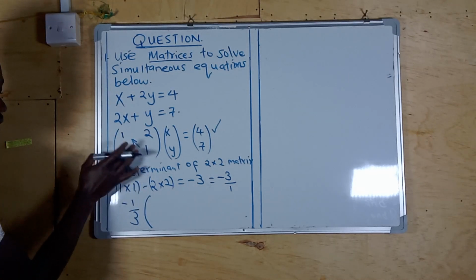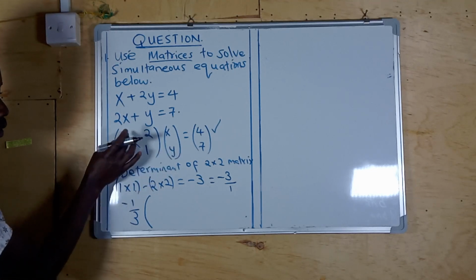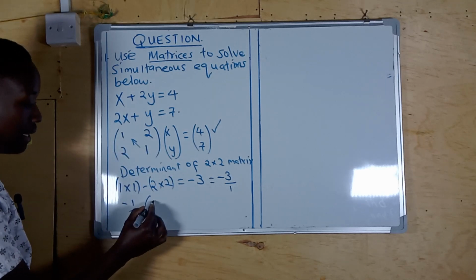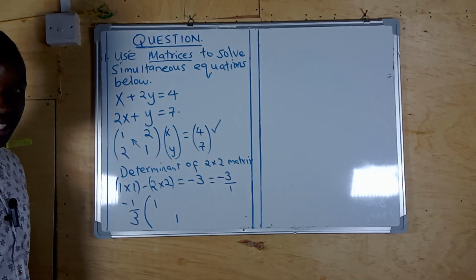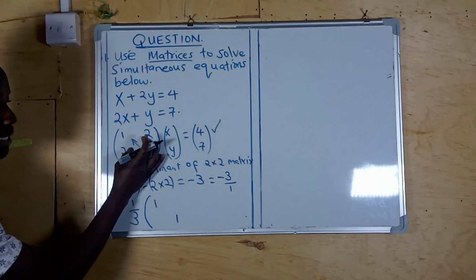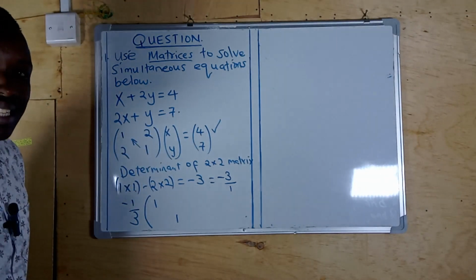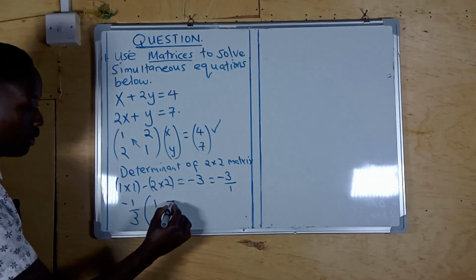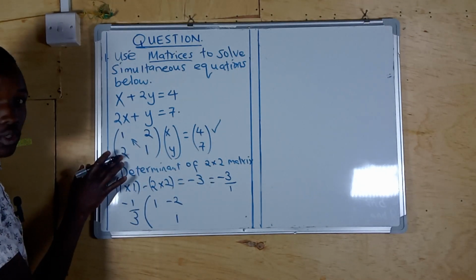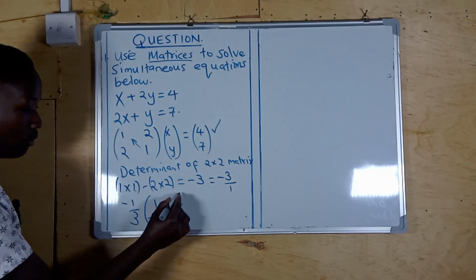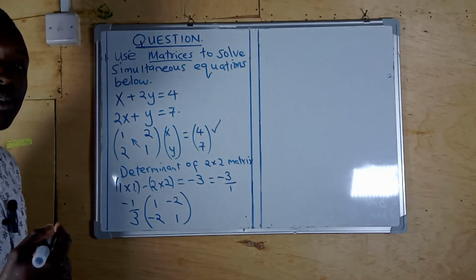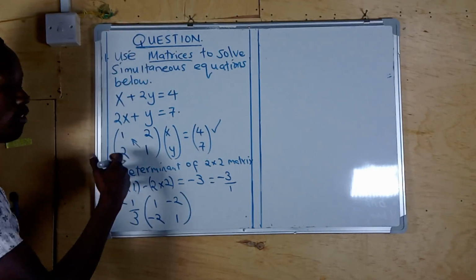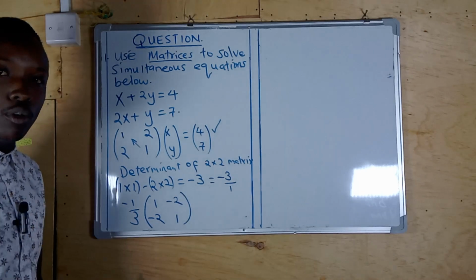We interchange the leading diagonal. The value here goes here and this one comes here. Since our values are identical, it will remain the same, 1, 1, even if they interchange. Then in our second diagonal, we change the sign. So if this one is positive, it will become negative, that will be negative 2. Because this one is also positive, it will become negative 2. Each changes to its opposite sign. So if both were negative, they would become positive.